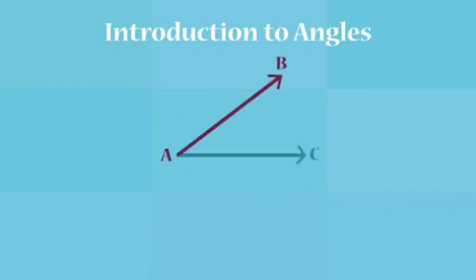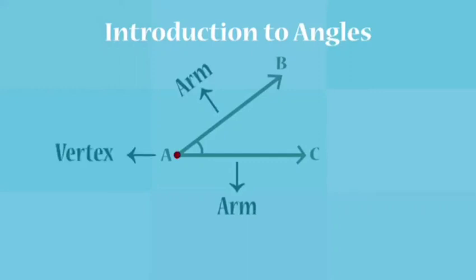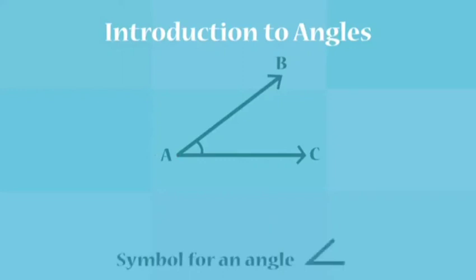Look at these rays, AB and AC. They form an angle between them. So, both ray AB and ray AC are the arms of the angle. Point A is the vertex of the angle. This is the symbol used for an angle.